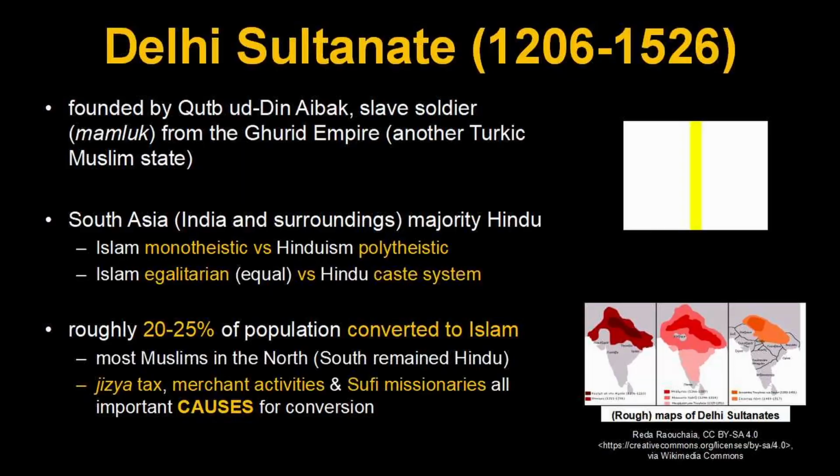So, not surprisingly, Islam was never able to replace Hinduism as the majority religion in India. Nevertheless, under the Delhi Sultanate, a significant portion of South Asia did convert to Islam, for the same reasons that they did under the Seljuks: avoiding the Jizya tax, merchant activities, and Sufi missionaries.